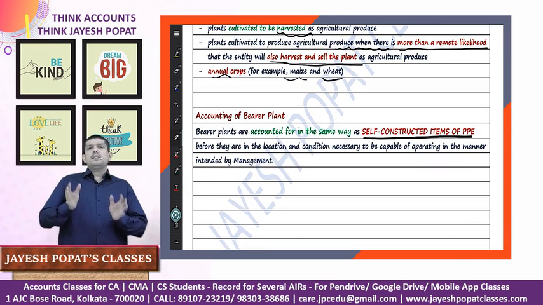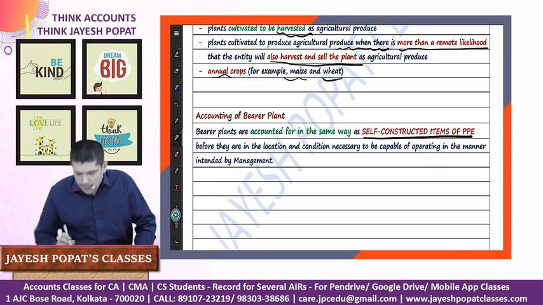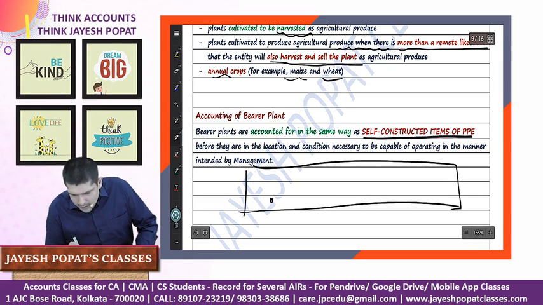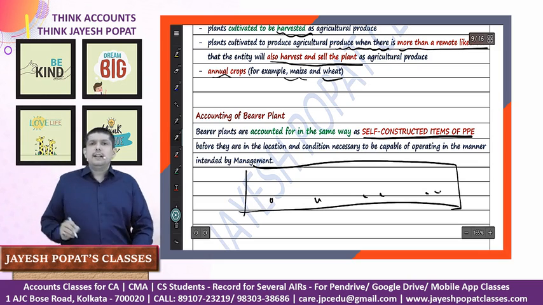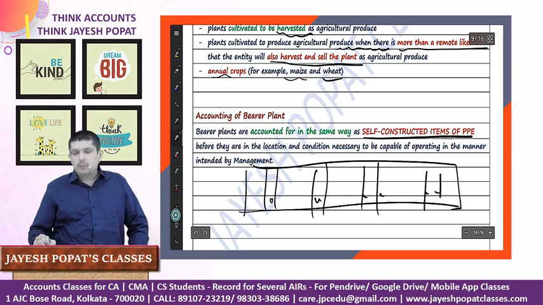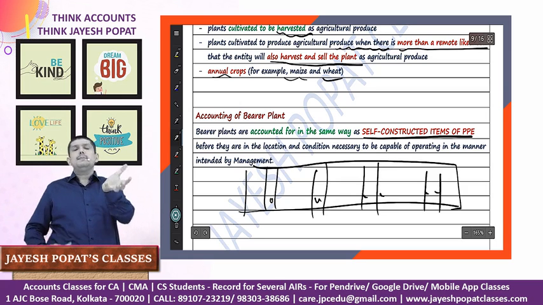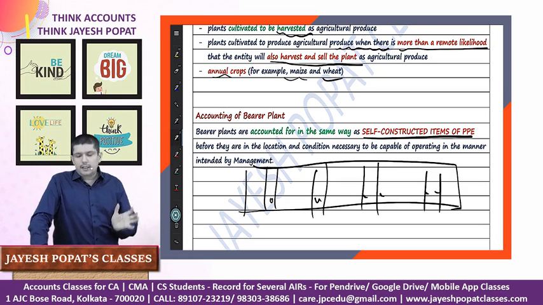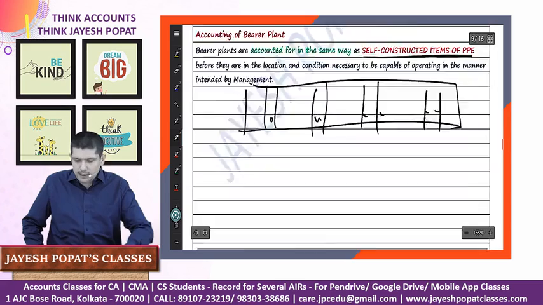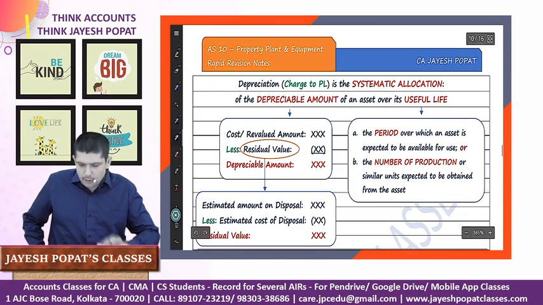Accounting for a bearer plant has to be done as you do accounting for a self-acquired or self-constructed item of PP. So essentially, let's say there's a farm in which I plant mango trees. I will capitalize the cost till the time these mango trees start bearing fruit. Once these mango trees start bearing fruit, the cost incurred in maintaining that farm will be charged to the statement of profit and loss. Then we'll talk about depreciation.